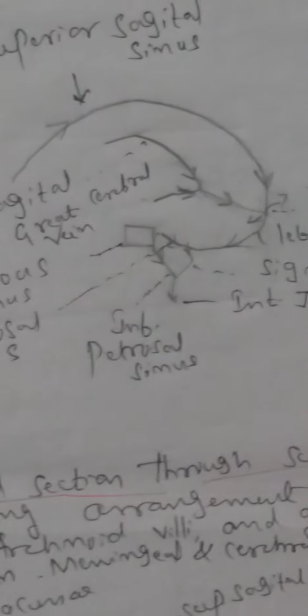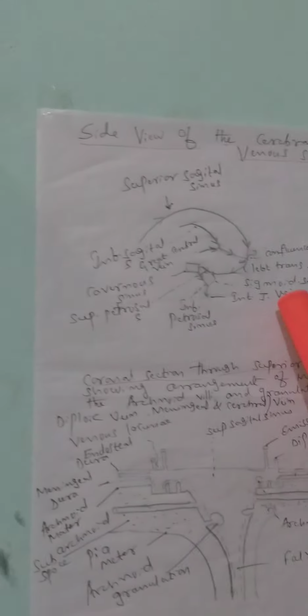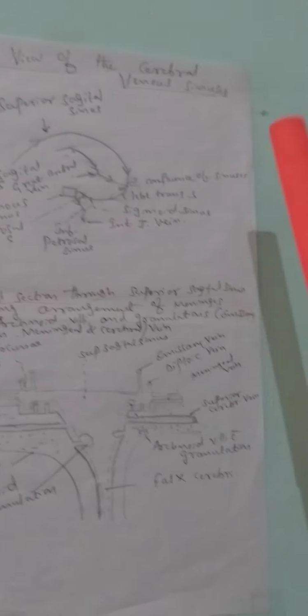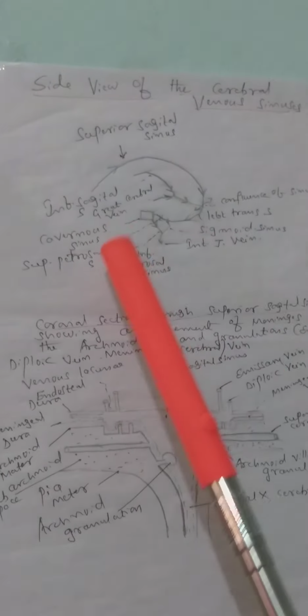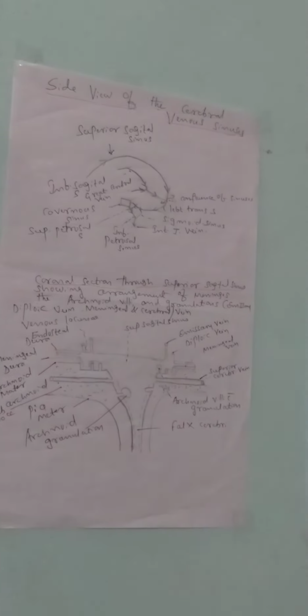The sigmoid sinus drains into the internal jugular vein, the bulb of the internal jugular vein, present in the jugular foramen. Anteriorly there is the mastoid process with mastoid air cells, and there may be thrombosis of the internal jugular vein. This is secondary to otitis media, and it may cause tenderness of this area.